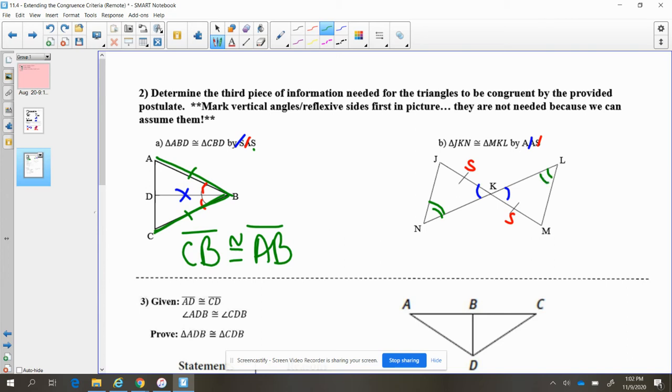The reason we did not want it to be J and M is we want it to be AAS, not ASA. Angle, angle, side, not in the middle. Had we said J and M, then we would have had angle, side, angle. So that's why we had to decide on angle N needing to be congruent to angle L, is what we would need given to us.